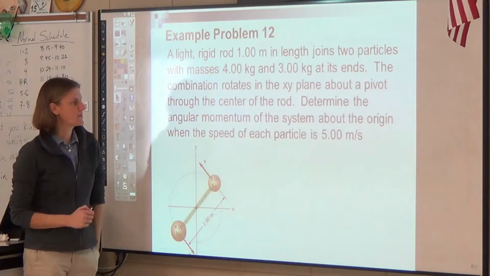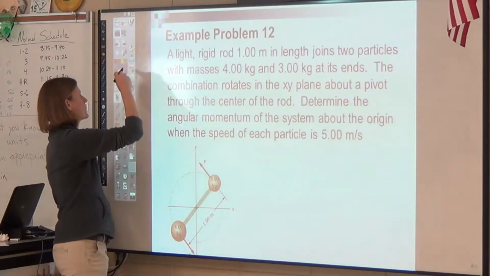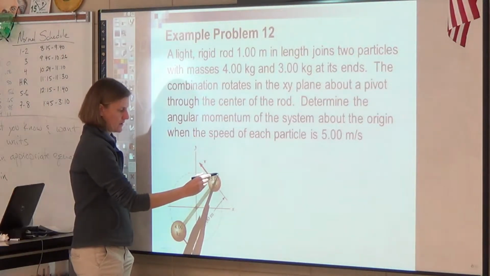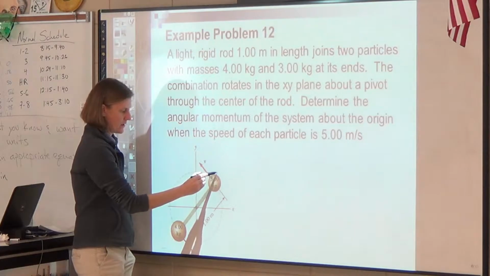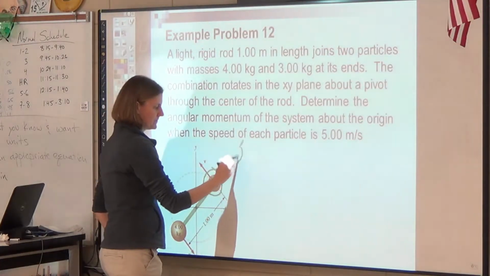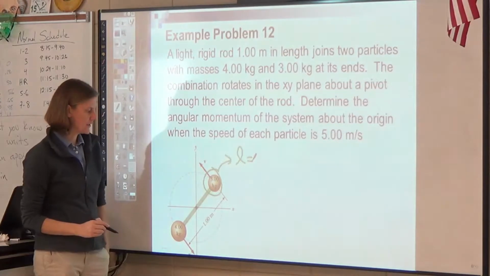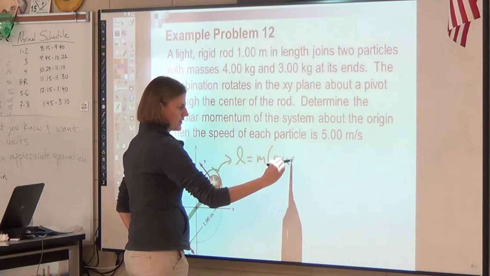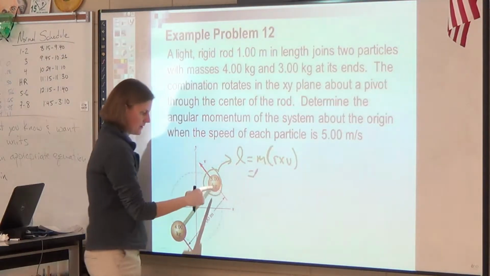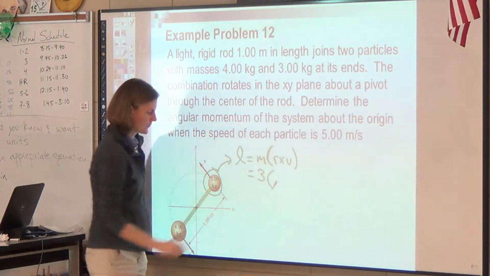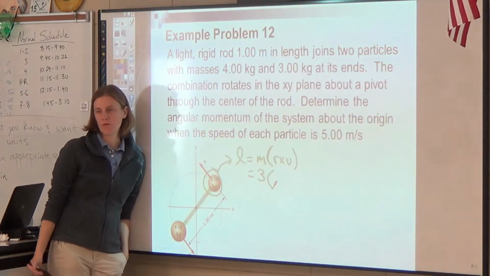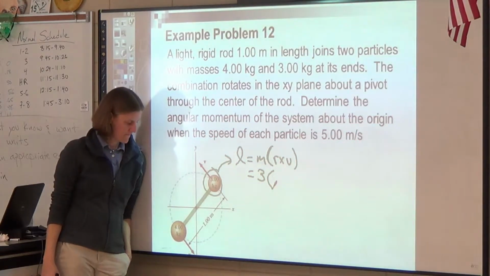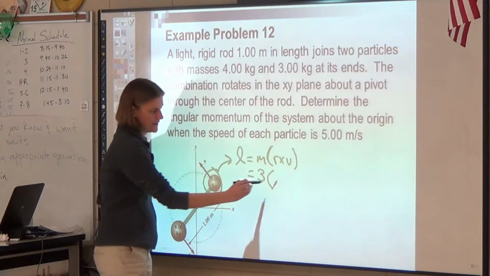Determine the angular momentum of the system about the origin when the speed of each particle is 5 meters per second. So, pretty straightforward. Okay, so for this one, M, R cross V. So what's M? Three. What's the radius to the rotation point? Yeah, the whole thing's 1 meter, so 0.5.